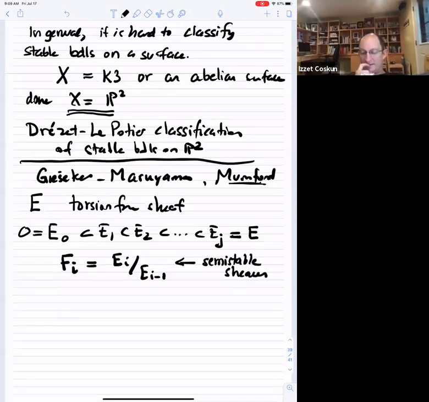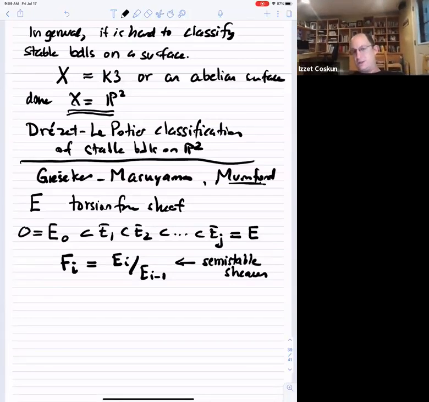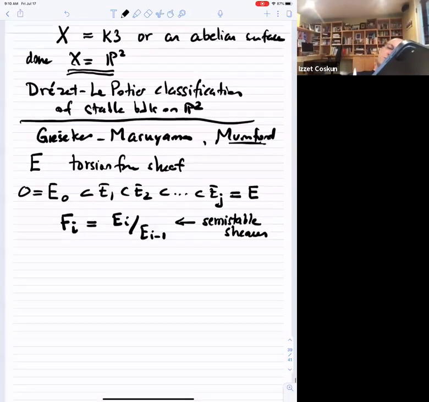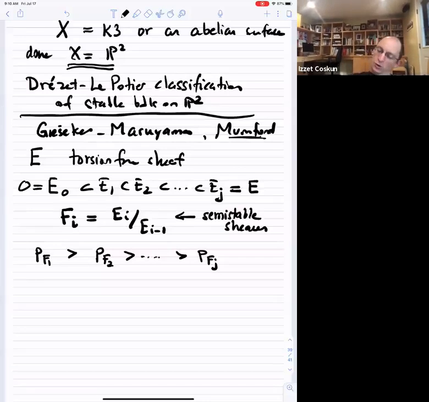So what is this saying? What this is saying is that every sheaf has a filtration by these semi-stable sheaves. And furthermore, it has the property that the invariants decrease. So if you look at the reduced Hilbert polynomial of F_1, then that's bigger than the reduced Hilbert polynomial of F_2, and the last one is F_j. This is called the Harder-Narasimhan filtration.